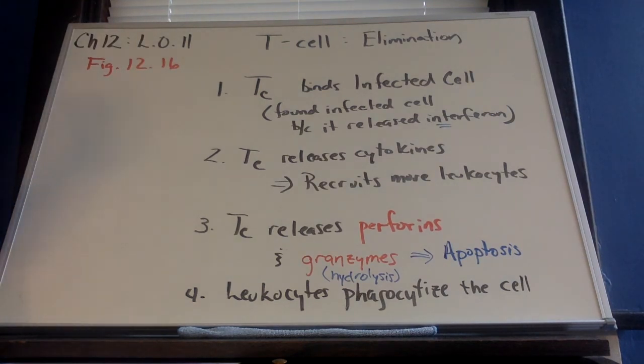Then you remember all those other leukocytes that are recruited? They're just going to come in now and they're going to start to clean up all the fragments that are left over from the dead cell. So we can see in the picture that the macrophages are doing some phagocytosis of some different parts of the cell. As we eliminate the cell and everything inside of it, including the pathogens, we eliminate the pathogen.